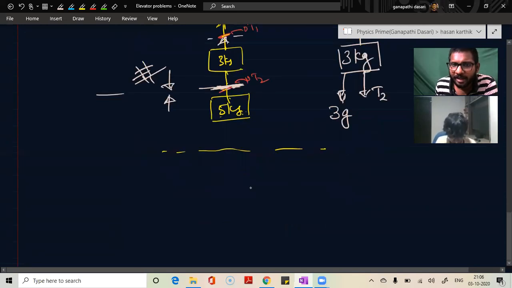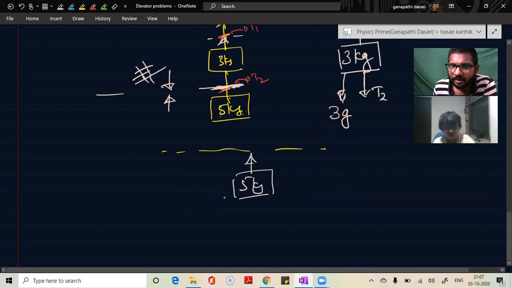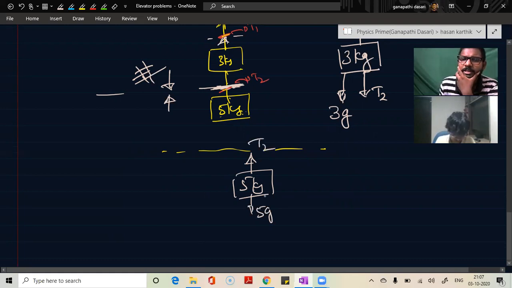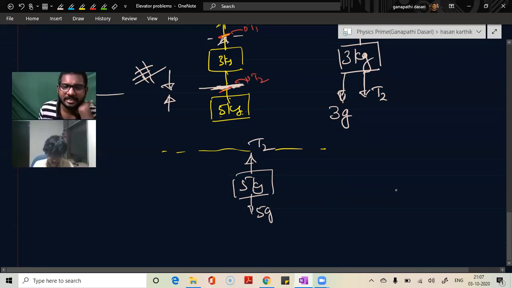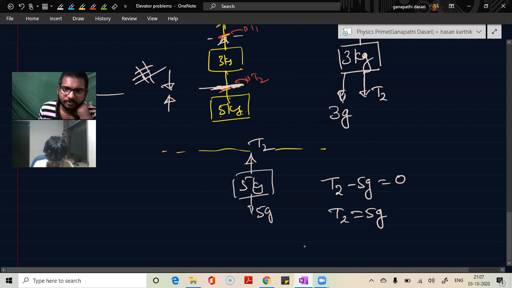Now on the 5 kg block, cut and pull means which direction? Upwards. 5G will be downwards. Is there any other force acting here? No, sir. So the net force on this block should be what? 0, because the mass is not accelerating. Net force is equal to mass into acceleration. Then can we write T2 minus 5G is equal to 0? Then T2 is equal to 5G. Can we write like this? Got it?